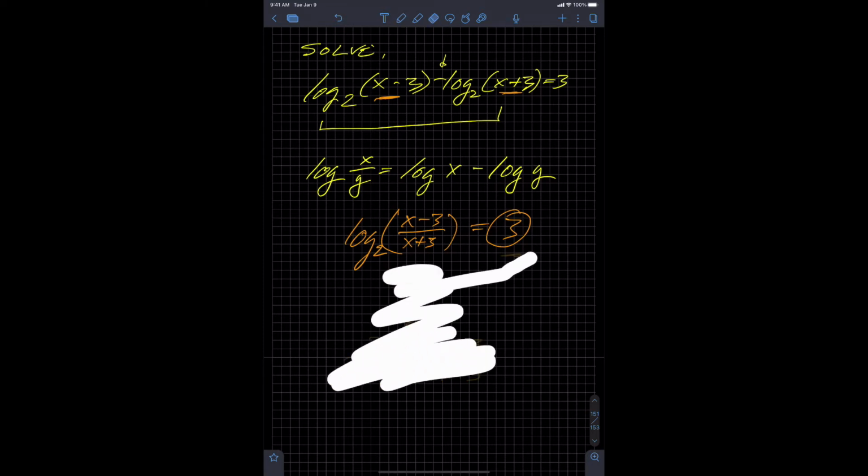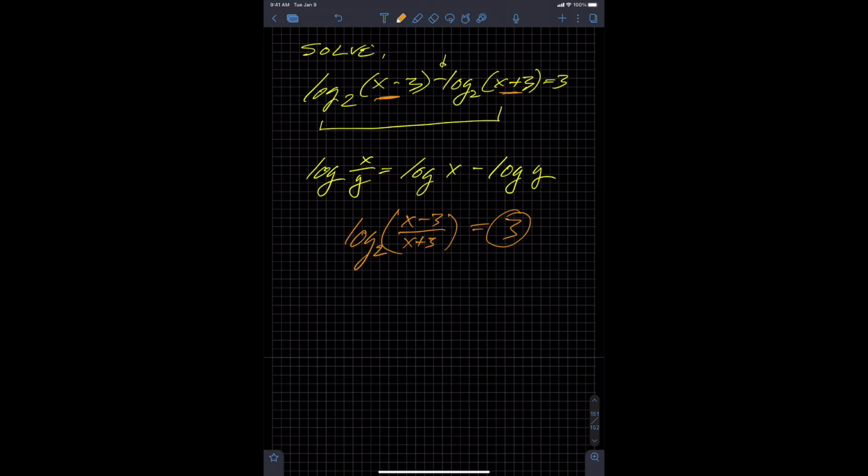Another way to get there, I think, is probably more popular with mathematicians. We would just raise the left-hand side to the base of 2 and raise the 3 as an exponent on 2. You'll end up getting the same thing. On the right-hand side, we get 2 to the 3. On the left-hand side, because these are inverse functions, they undo each other. I don't like using the word cancel because it's not very mathematical. So I'm left with x minus 3 over x plus 3.